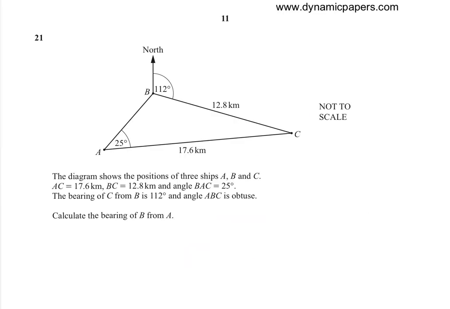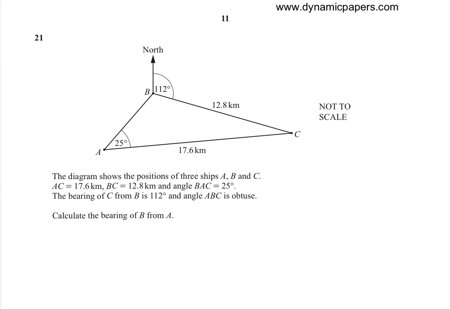21. The diagram shows the position of 3 ships A, B, and C. AC is 17.6 kilometers, BC is 12.8, and the angle BAC is 25. The bearing of C from B is 112, and the angle ABC is an obtuse angle. Calculate the bearing of B from A.